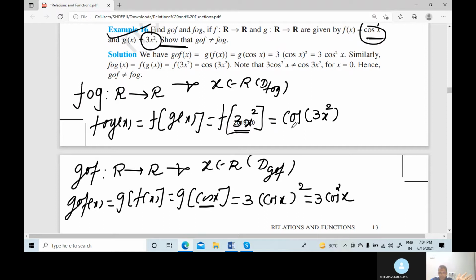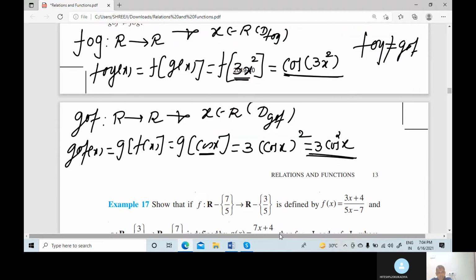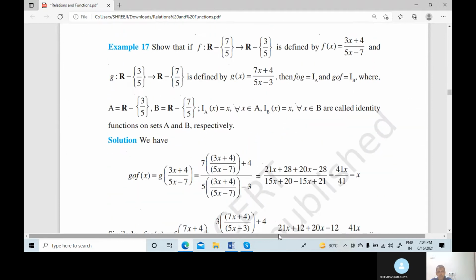Now check here. The first, FOG, answer is cos 3x square, and the second, GOF, answer is 3 cos square x. Both are different. So in the last statement we write FOG is not equal to GOF. Do you understand, students? Here we have proved that GOF and FOG are not equal. Clear?